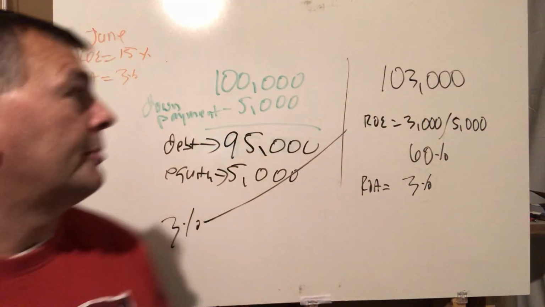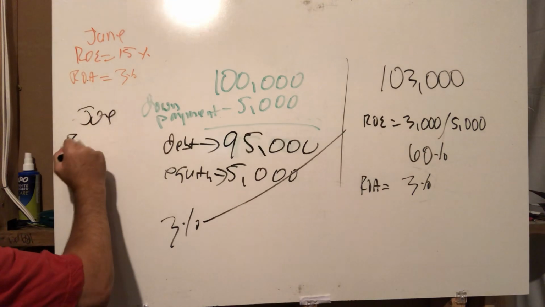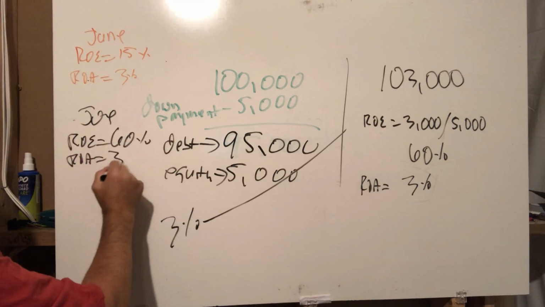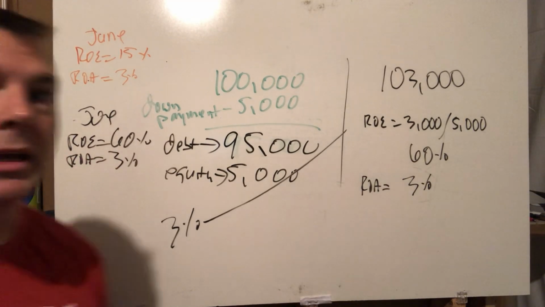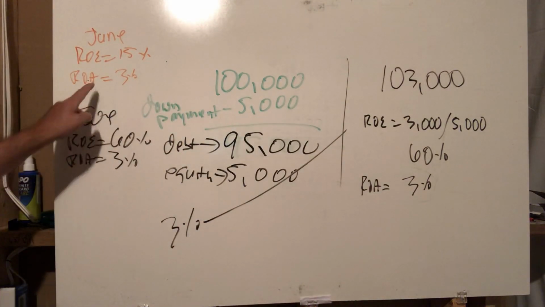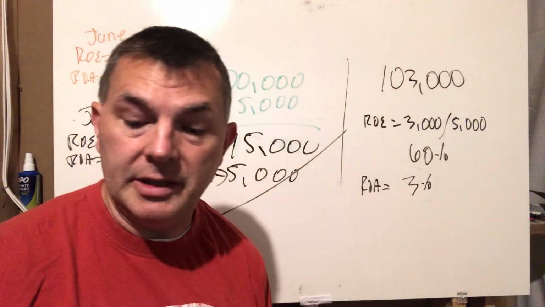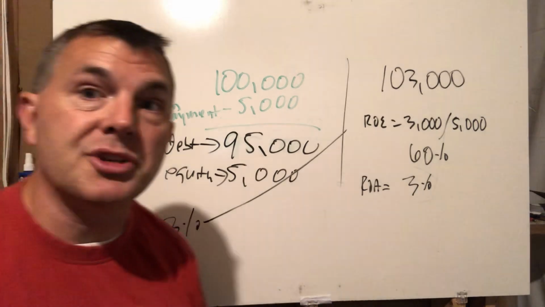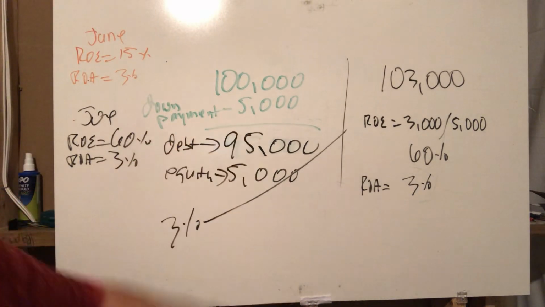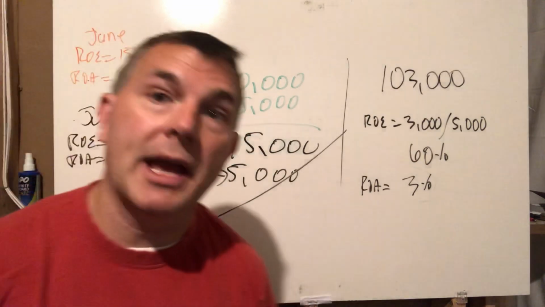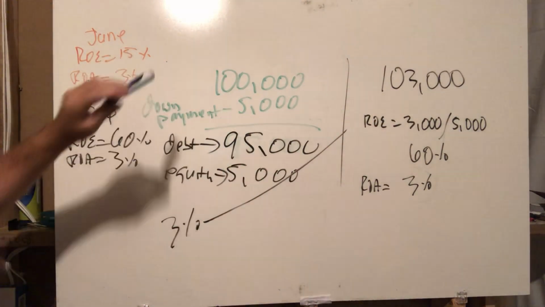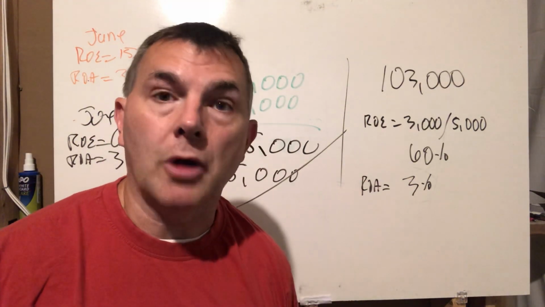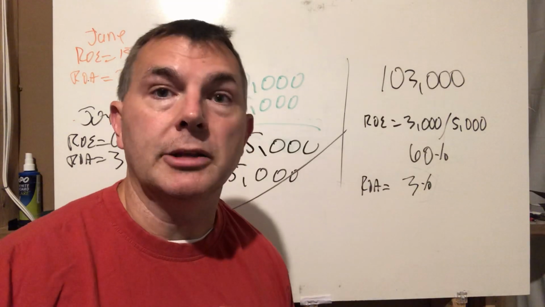Which is a better position to be in? Joe has an ROE of 60% and an ROA of 3%. So you can quickly see who's got more debt by just looking at the return on assets versus return on equity. In this case, Joe has 4 times the ROE of Jane. Well, not because of 4 times the debt, but Jane had 4 times the amount of equity. So she has 1/4 of the ROE of Joe, because ROE is based on how much equity you put in, and Joe didn't put that much in.